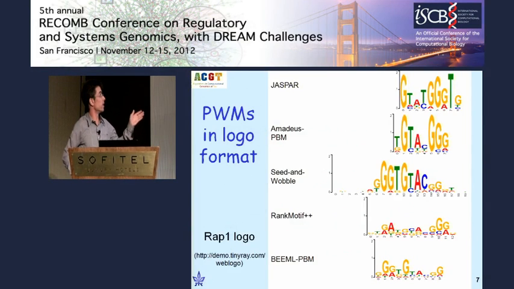I think this illustration of the logos shows this conclusion, where the top logo is taken from the JASPAR database. This is for the RAP1 yeast TF. Now the two methods, Amadeus-PBM and Seed and Wobble, produce motifs which are quite strict. As you can see, they have strong letters, and they are similar to the reference motif from JASPAR. On the other end, the two other methods, RankMotif and BEEML-PBM, produce degenerate motifs, which are not so similar to the reference, but are better at predicting in vitro binding.